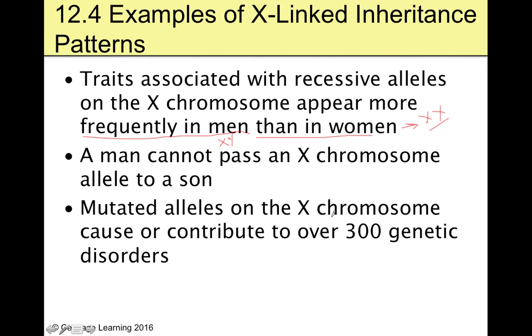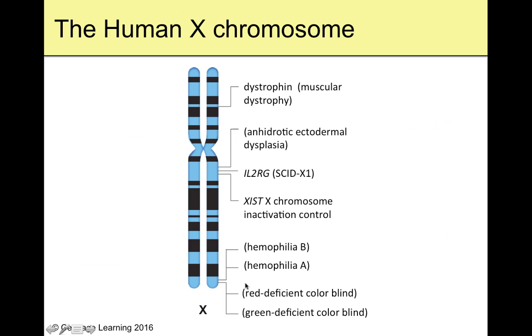So mutated alleles on that X chromosome can cause or contribute to over 300 genetic disorders. Girls, you're probably good in this respect. Guys, you could be toast in this respect because you have no backup. So here's the X chromosome. There's a lot going on in the X chromosome. It's a pretty big chromosome. The gene for muscular dystrophy is on the X chromosome. Muscular dystrophy is a bad deal.